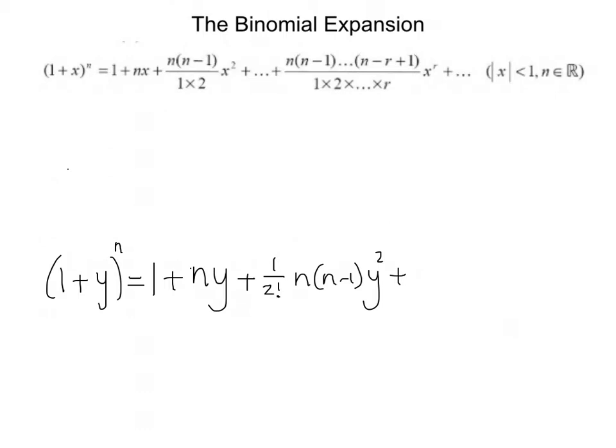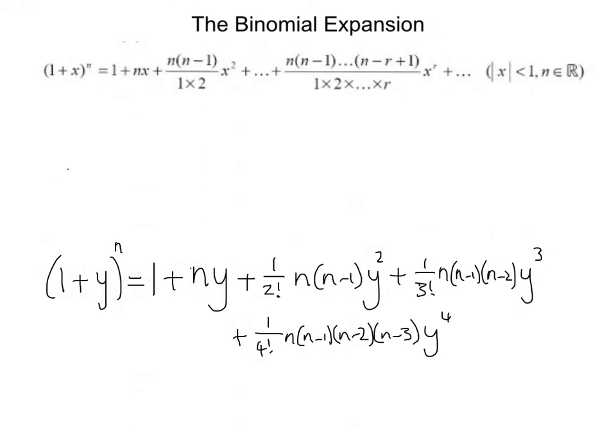Now if you look at the next one, this is where the formula book I think gets a little bit complicated. There is no third one. Then they jump straight to n minus 1 all the way down to n minus r plus 1 over 1 times 2 all the way up to r times x to the r. So I'm going to do a couple more for you to see what is actually going on there. The next one will be 1 over 3 factorial n minus 1 n minus 2 y cubed. And the next one will be 1 over 4 factorial n minus 1 n minus 2 n minus 3 y to the 4. And the next one, hopefully you can see the pattern now.